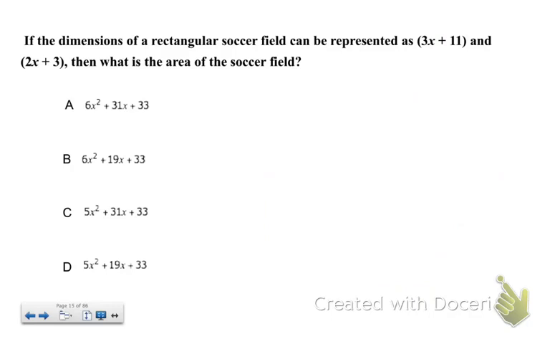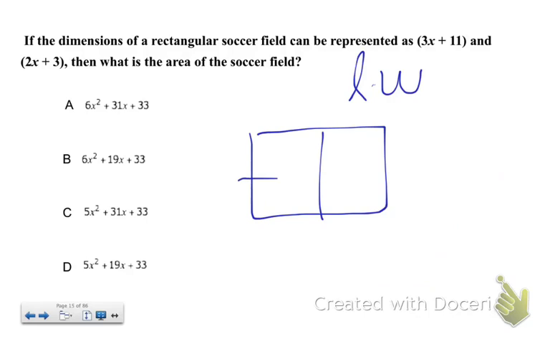Okay, if the dimensions of a rectangular soccer field can be represented as 3x plus 11 and 2x plus 3, what is the area of the field? Remember, area is length times width, and we have both of those, so we're just going to multiply 2x plus 3 times 3x plus 11. When we did this, we learned either to FOIL or set up your boxes. So 3x plus 11 and 2x plus 3.